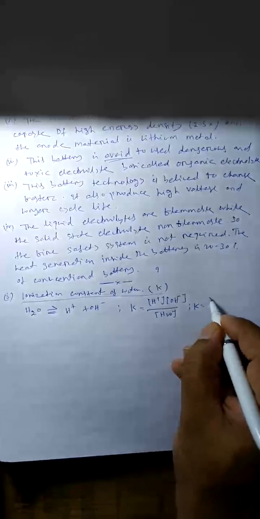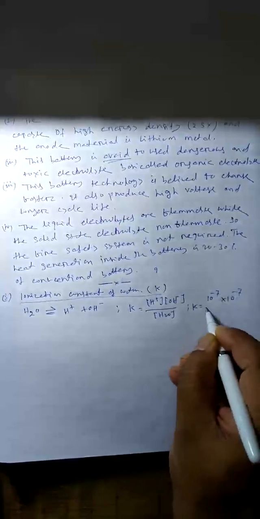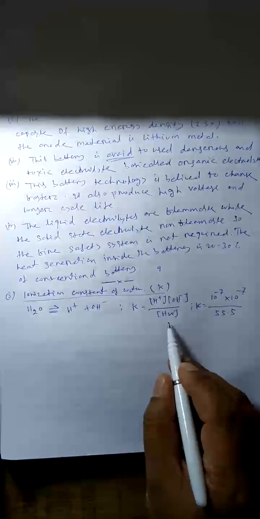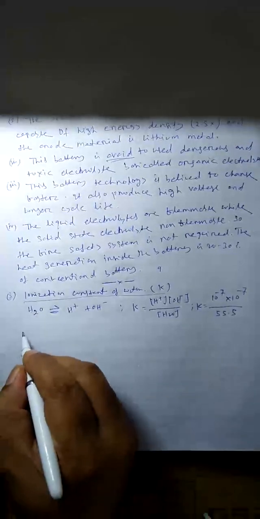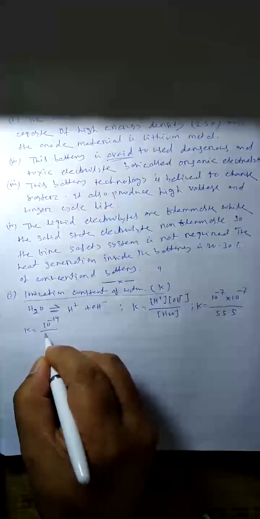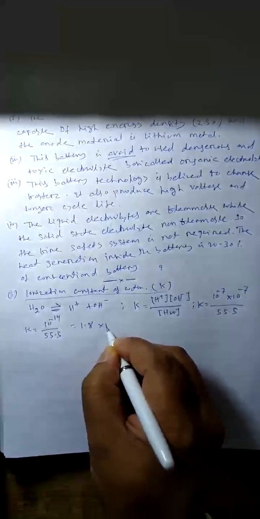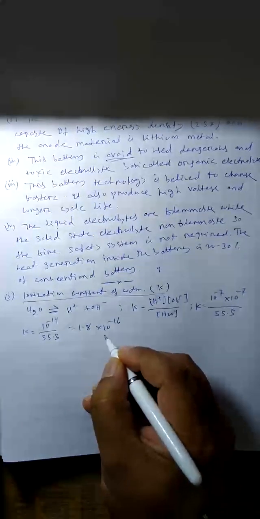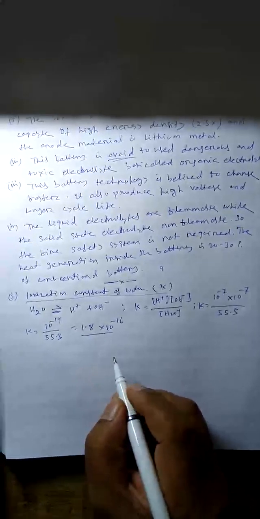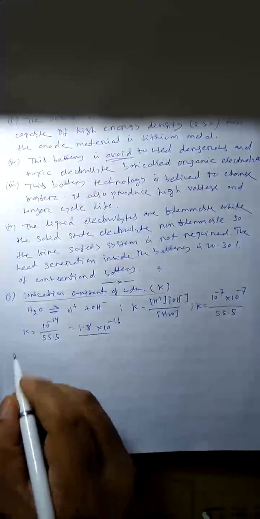Capital K: the H plus concentration is 10^-7, the OH minus concentration is 10^-7, divided by 55.5, the water concentration in moles per liter. Then the K value is 10^-14 divided by 55.5, which is 1.8 × 10^-16. This is called the ionization constant of water, a very small ionization constant.